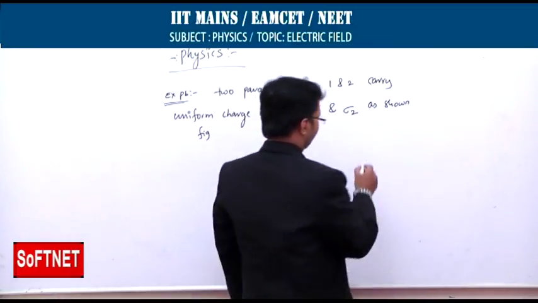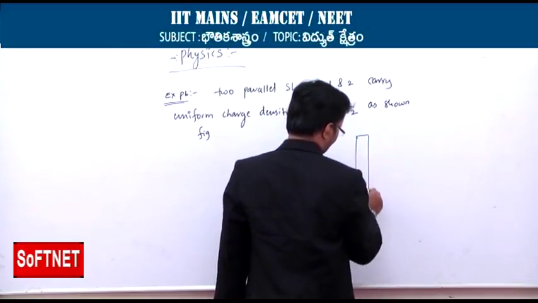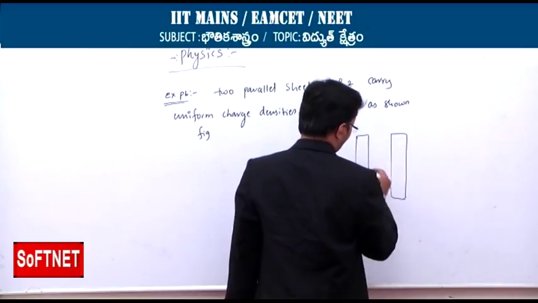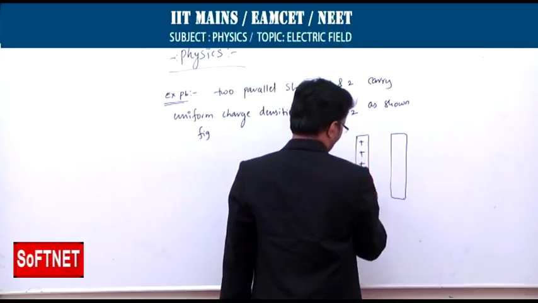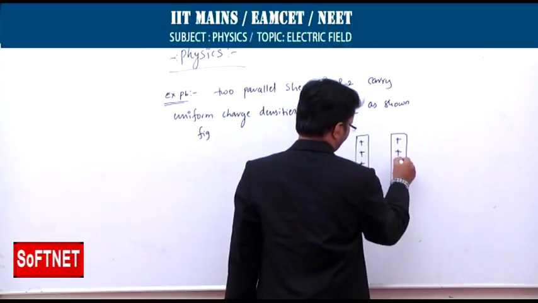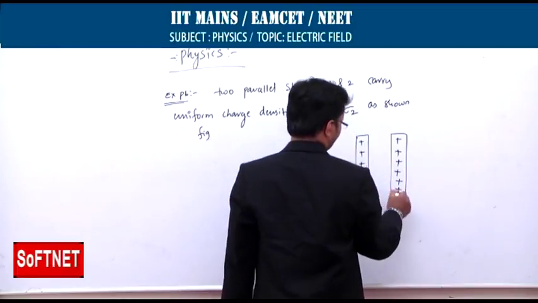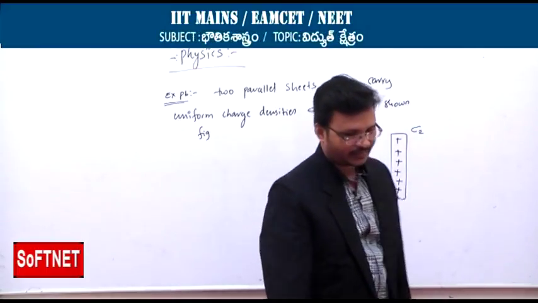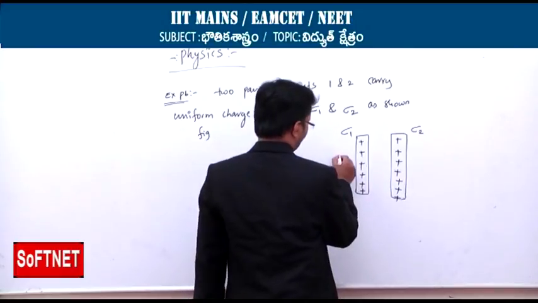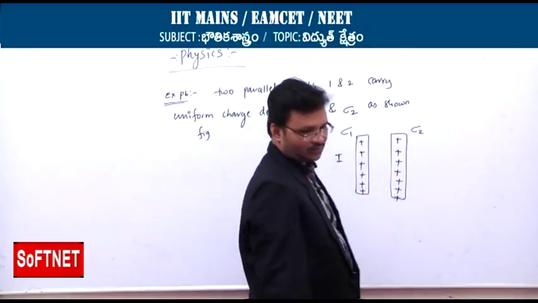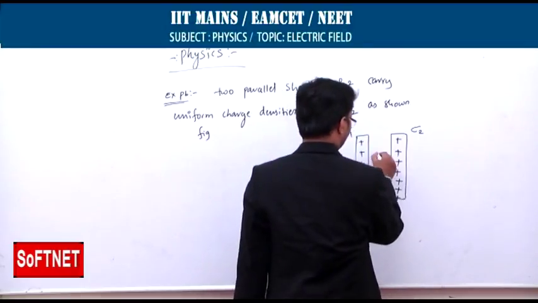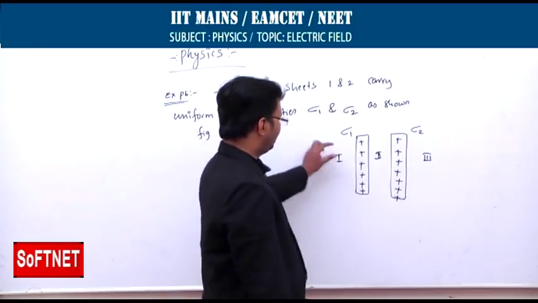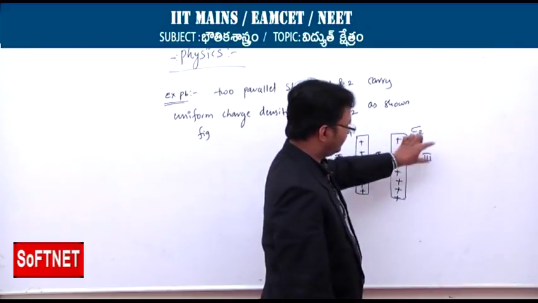Clear? What is that? Here they are giving a figure. This is one sheet and this is one sheet. This sheet has the charges and this sheet has the charges. This is sigma 1, this is sigma 2. Here they are taking the regions 1, 2, 3. This is the second region, this is the third region.